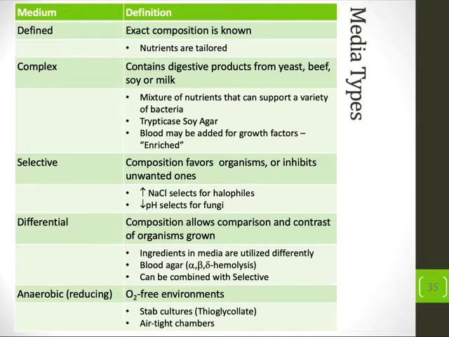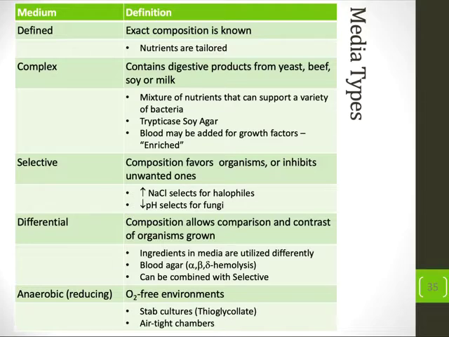So the nutrients that are in there, you know the composition of the nutrients that are in there. There are instances where we use yeast or beef or soy, like tryptic soy agar, which is a very common general purpose agar that we use in the lab, or milk may be the source of some of these agar. And if that's the case, we don't know the exact composition. We know the source, but we don't know the exact composition. And so that's an example of a complex media.